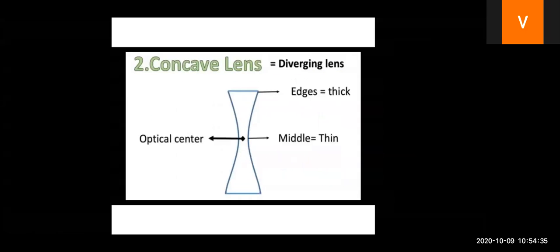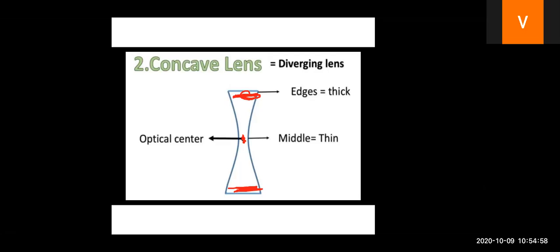Let's see the second lens, that is the concave lens. Now let's see its structure. If you see the structure of a concave lens, in the middle it is thin, but at the edges it is thick. So this is your concave lens. A concave lens is a lens which is thin in the middle and thick at the edges.